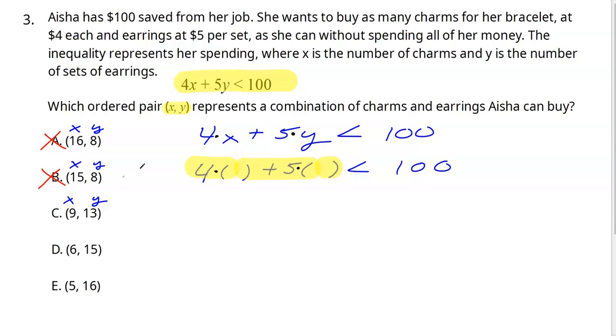So it becomes, X is now 9, so it's 4 times 9. And Y is 13. See, this is 36 plus, let's see, that's 50 plus 75. This doesn't work either because 36 plus 75 is not less than 100. That doesn't work, and I just keep going.